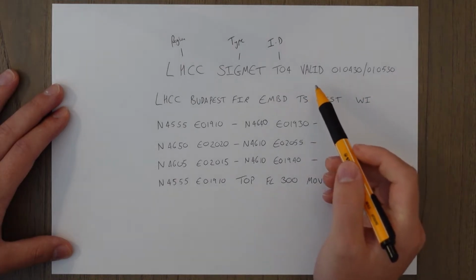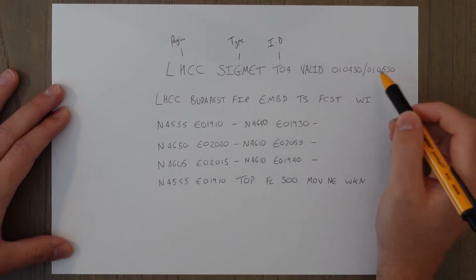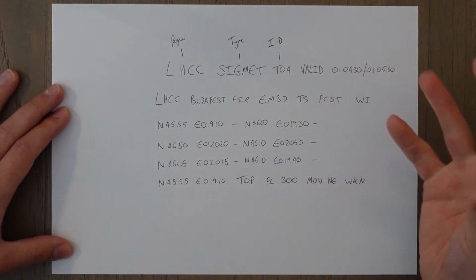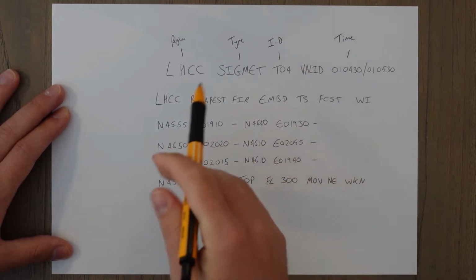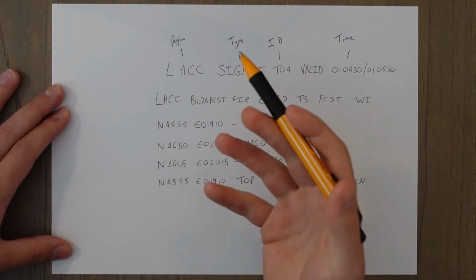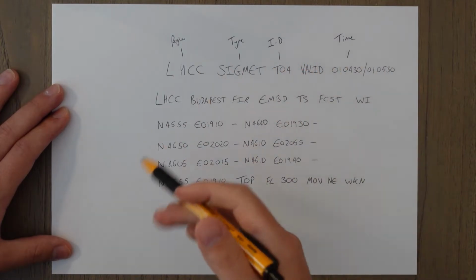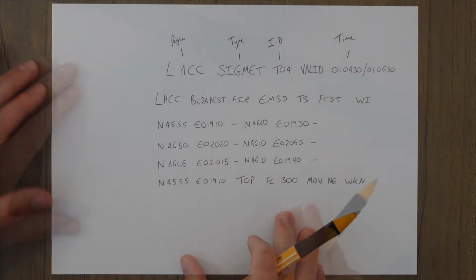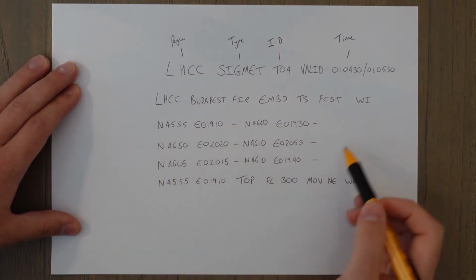Then we have a time frame, so it's valid on the 1st at 04:30 in the morning to the 1st at 05:30 in the morning. So it's only an hour-long period, first thing in the morning. All weather reports seem to start this way. Who's talking to you, what type of report it is, there might be an ID code, and then sort of time frame before it gets into the weather itself. So that's the SIGMET identifier section, and then we get into the actual weather report itself.